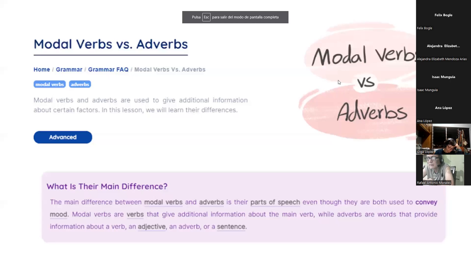But this is just general information about modals and verbs. These are differences and similarities. The main difference between modal verbs and adverbs is that they're parts of speech. Both are used to convey mood. Ambos tienen que transmitir una idea que es el humor, ¿verdad? Como en este caso de certainty, de si se puede hacer o qué tan seguido se hace o si se debe hacer. So, modal verbs are verbs that give additional information about the main verb, while adverbs are words that provide information about a verb, an adjective, an adverb, and a sentence. Entonces, los verbos modales nada más dan información extra o modifican el verbo principal, pero los adverbios modifican los adjetivos, los adverbios y las oraciones, también otros verbos, ¿verdad?